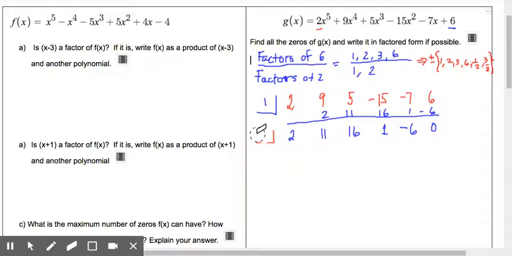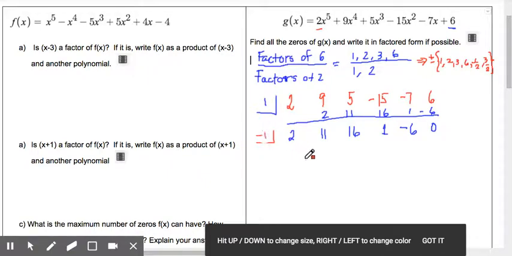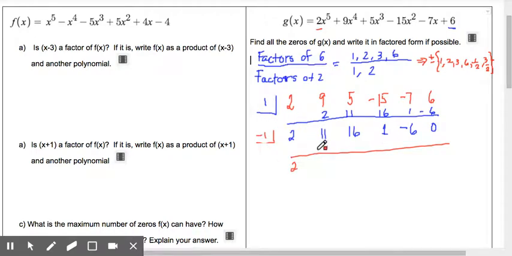Okay, so let's try if negative 1 works. We haven't tried negative 1, right? So let's try. We bring down 2. 2 times negative 1 is negative 2. 11 minus 2 is 9. 9 times negative 1 is negative 9. 16 minus 9 is 7. 7 times negative 1 is negative 7. 1 minus 7 is negative 6. And negative 6 times negative 1 is positive 6.